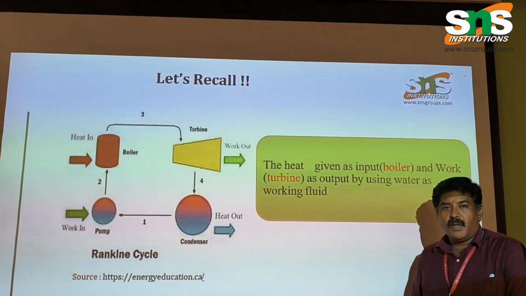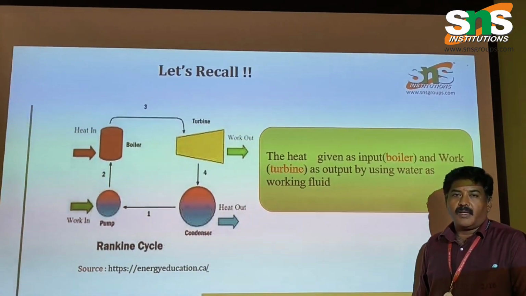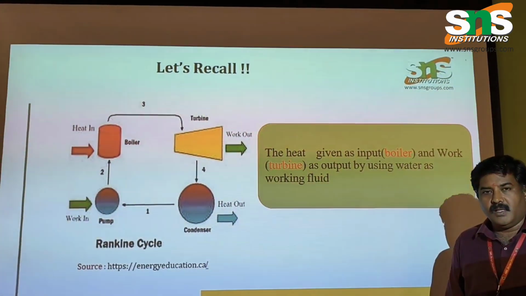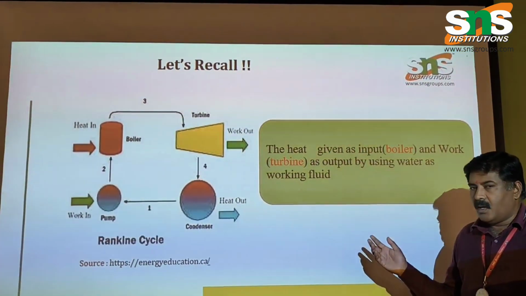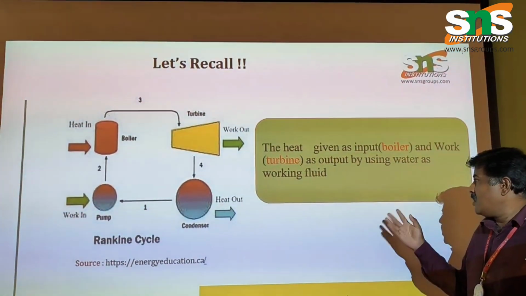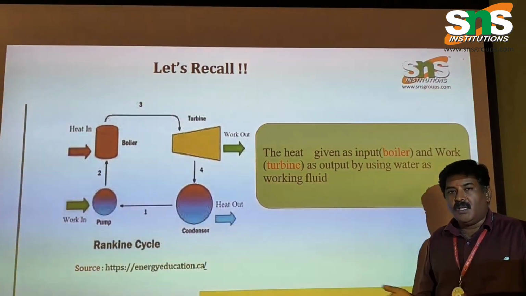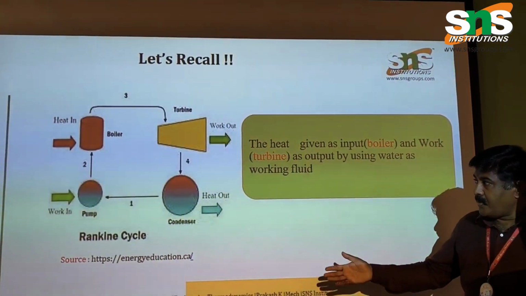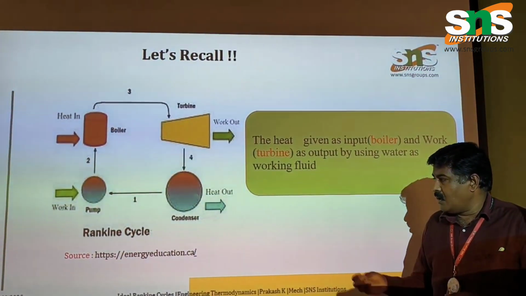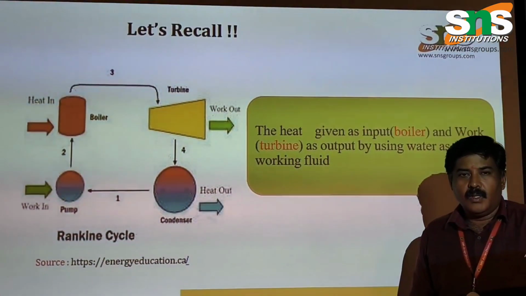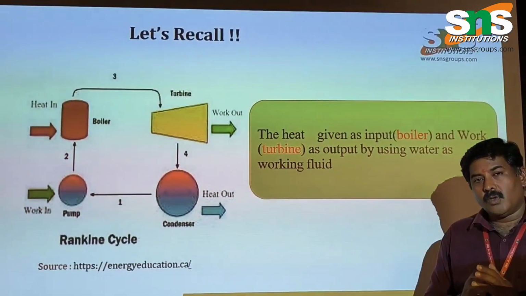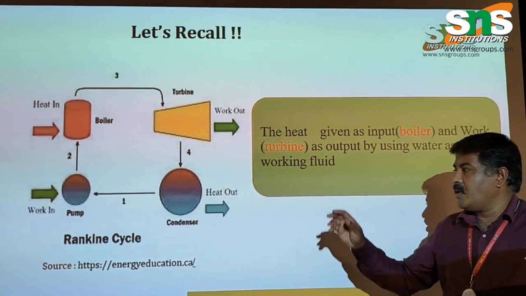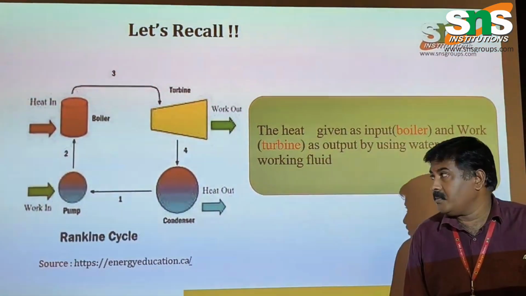Before going to the topic, let's have a small recall of what the Rankine cycle is. The common principle behind the Rankine cycle is that heat is supplied and then work is extracted in the turbine. So the input is heat and the output is work done. This is obtained with the help of a boiler, turbine, condenser and a pump. So this is the Rankine cycle. In the regenerative cycle, we are going to see how the modification takes place from the Rankine cycle. Okay.